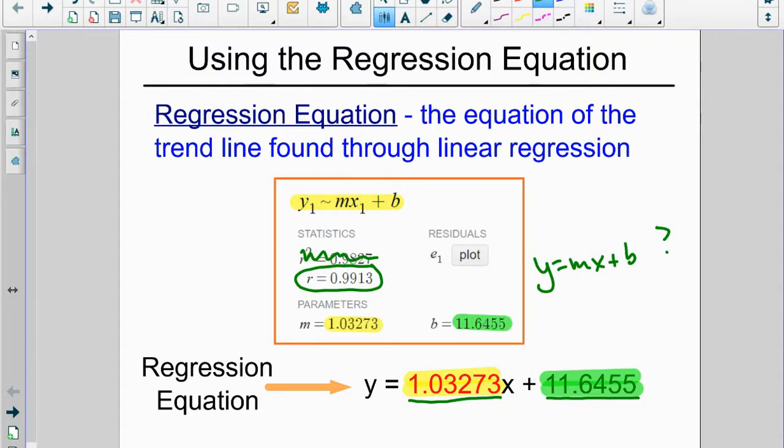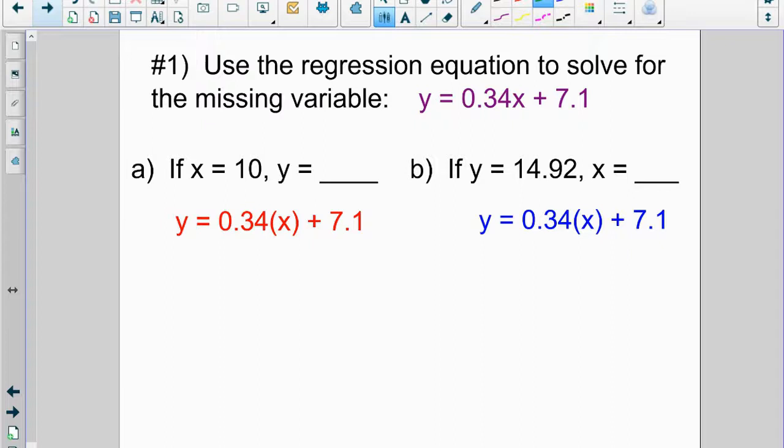All right, so that's what we're going to take a look at today, is just focus on the regression equation and practice working with it. Here's our first example. We don't really know anything about the variables. This is just straight up equations and numbers. So this is more of the skill-based work that we're going to do. Number one says to use the regression equation to solve for the missing variable. And we have our equation there, y equals 0.34 times x plus 7.1.